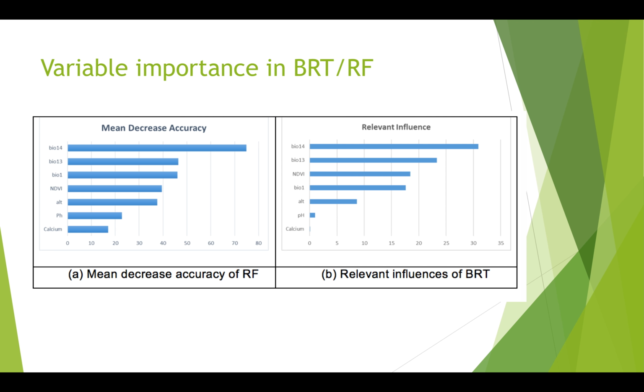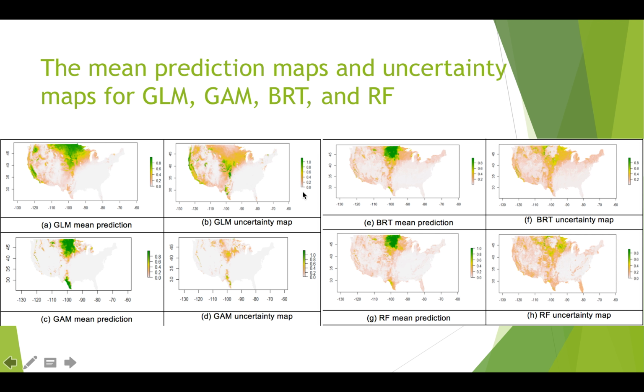This figure shows the variable importance for the BRT model and random forest model. The random forest uses mean decrease accuracy to evaluate the variable importance, while the BRT uses the relative influences. We found that the two graphs suggest a very similar trend of variable importance. The exception is the NDVI and Bio1.